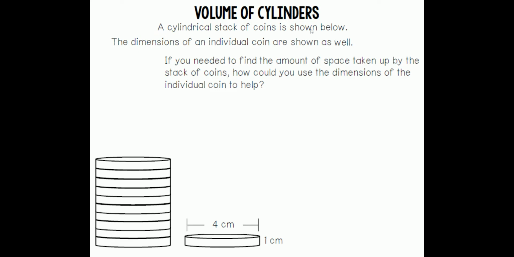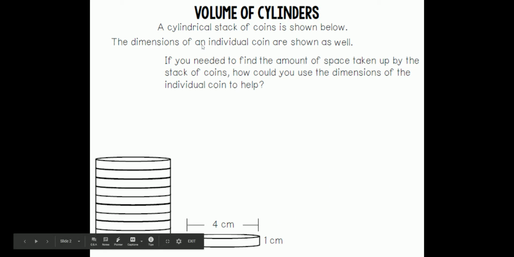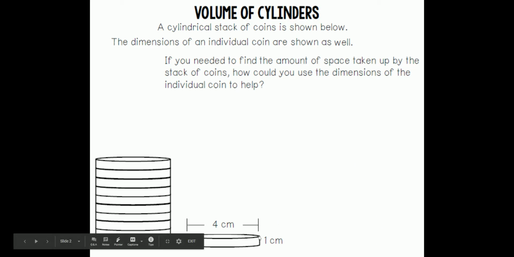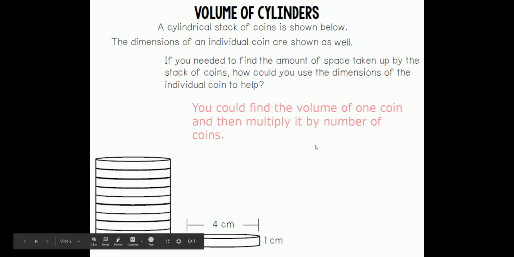So they start off with just kind of a warm-up question to think about. We've got a cylindrical stack of coins shown below on the left, and the dimensions of an individual coin are shown as well. So it's 4 by 1 centimeters. If you needed to find the amount of space taken up by the stack of coins, how can you use the dimensions of an individual coin to help? Well, you can use these dimensions to find the volume of a single coin, and then you would just multiply it by the number of coins in the stack.